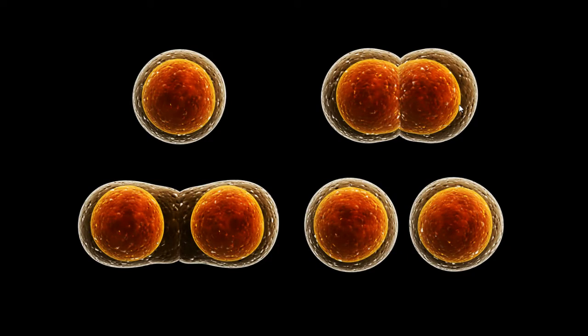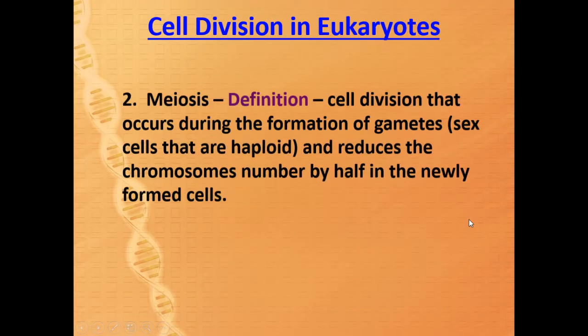So it looks basically like this. You have your original cell up here at the top. It copies its DNA. You can see it starting to divide. Here we have 2 new cells, and now they are separate entities.